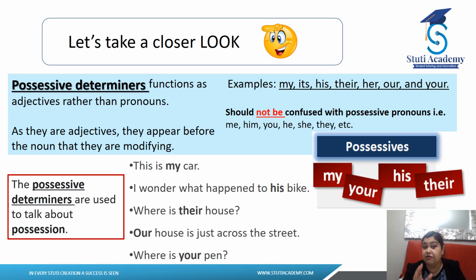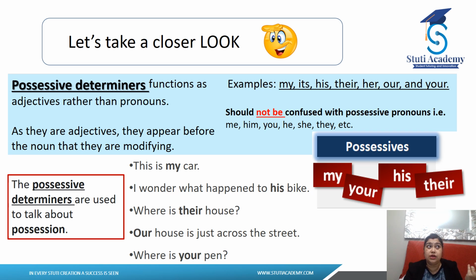But, very, very important, we should not mistake these with possessive pronouns. What are possessive pronouns? Possessive pronouns are me, him, you, he, she, they. So these are possessive pronouns. So possessive determiners talk about possession. This is my car. I wonder what happened to his bike. It's talking about his. Where is their house?